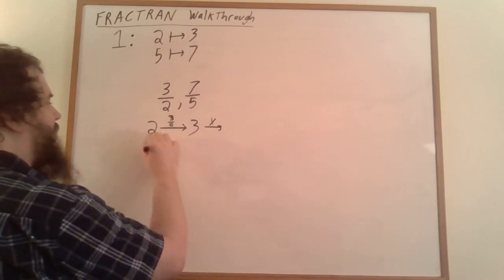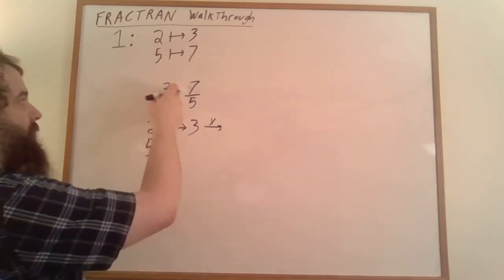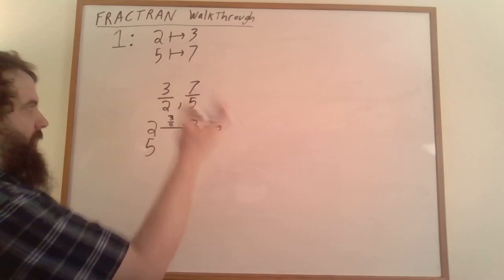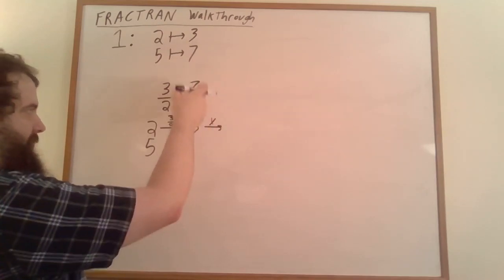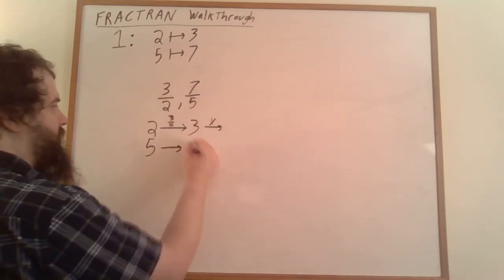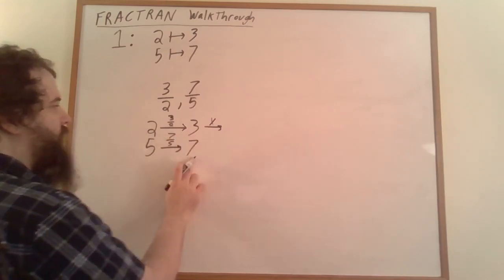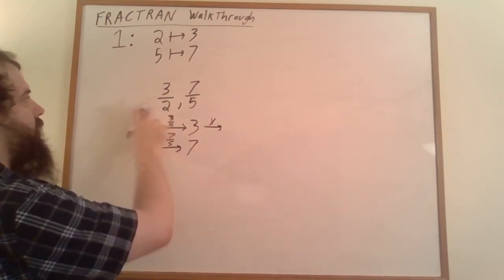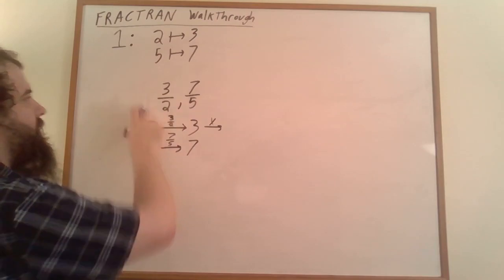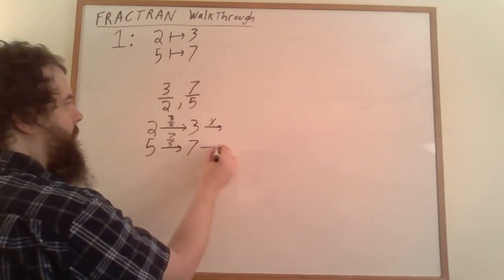If we input 5, well, we try multiplying 5 by 3/2. That doesn't work. We multiply 5 by 7/5. That turns into 7. And then we try running 7 through the program. And again, that's not going to work.